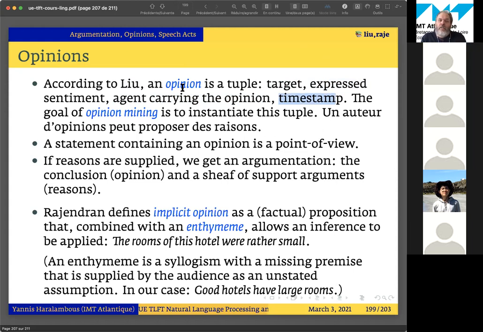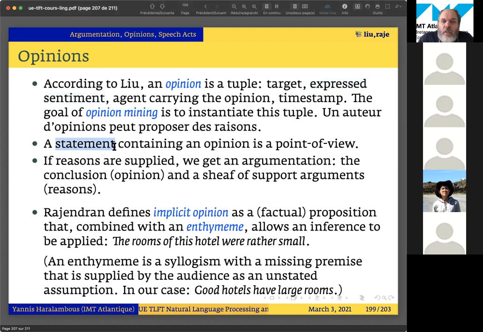And opinion mining is instantiating this tuple in a massive way. So you don't care just about the second part, the sentiment. You also want to know who has this opinion and when. And who means also a classification of the agent, of the individual. What age, what profession, what gender, geographical situation, social situation, and so on. And the timestamp, because opinions can change.